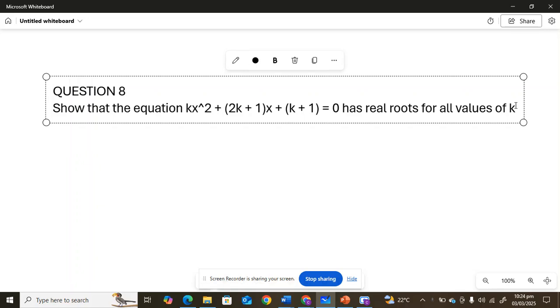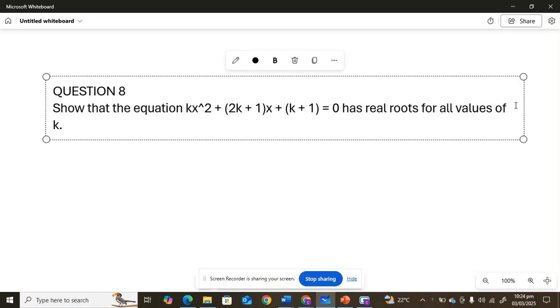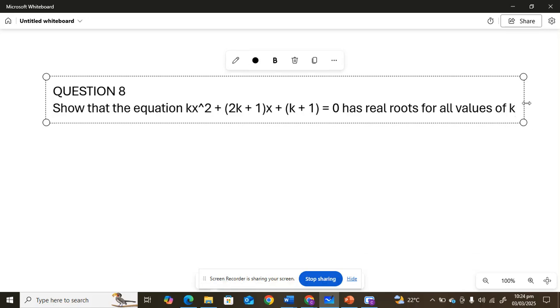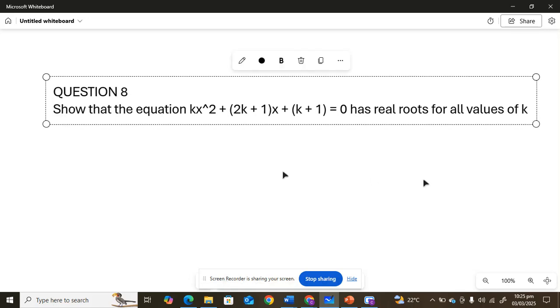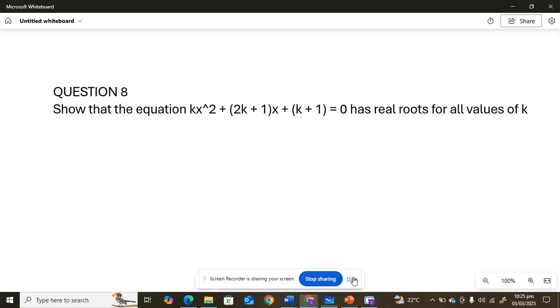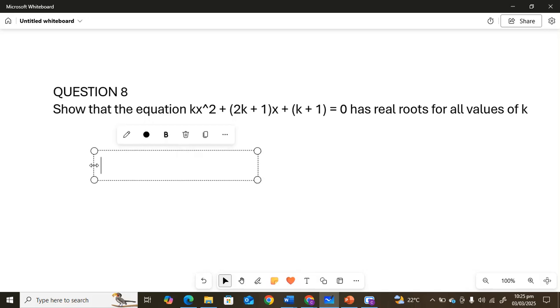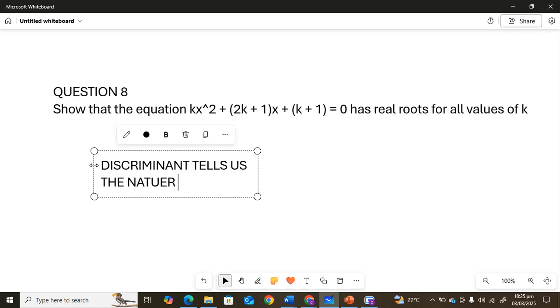So, colleagues, this question is based on quadratic equations. Basically, what this question is asking us to find is the discriminant. Now, the discriminant tells us the nature of the roots of the equation.